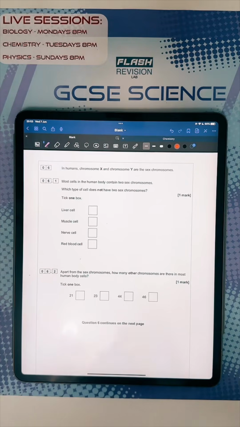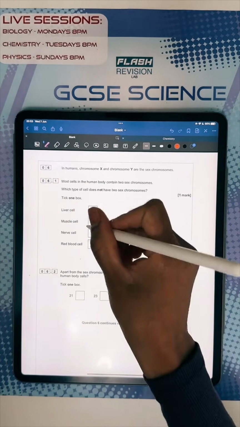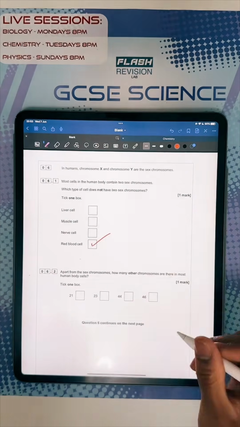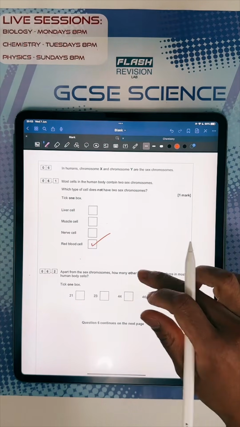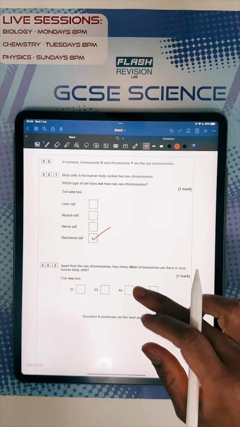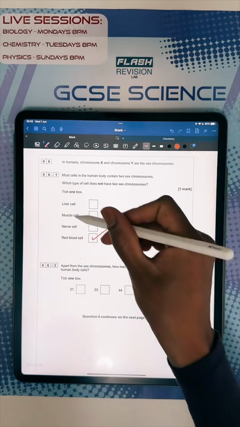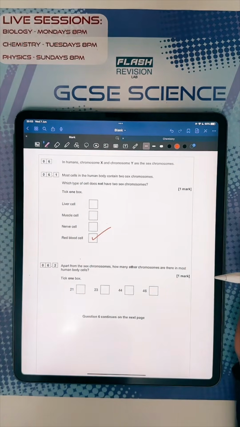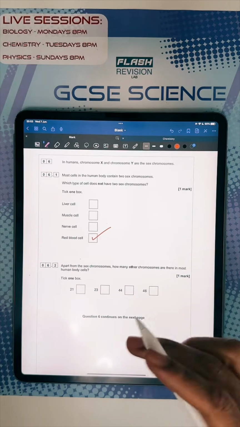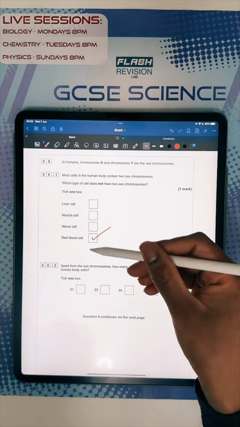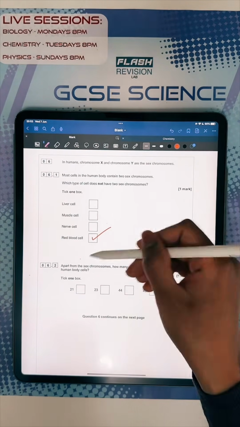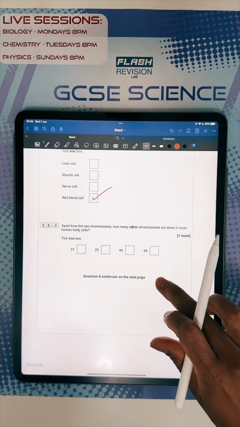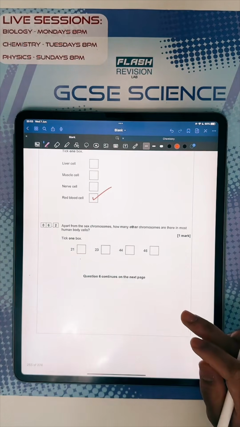Yeah, it's going to be red blood cells, because red blood cells don't even have a nucleus. They're technically not cells. They don't have a nucleus. So they won't have any chromosomes in them. All of these are body cells, so they will have 2 sex chromosomes. A gamete, if it said sperm cell or egg cell, then you would tick that, but they don't have any of that. So yeah, you're supposed to realize that red blood cells aren't actually cells.